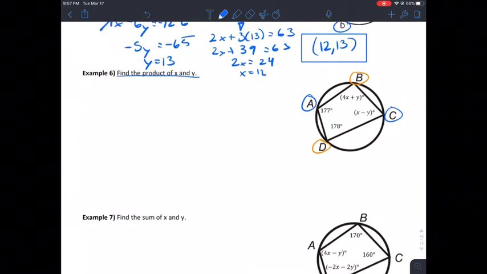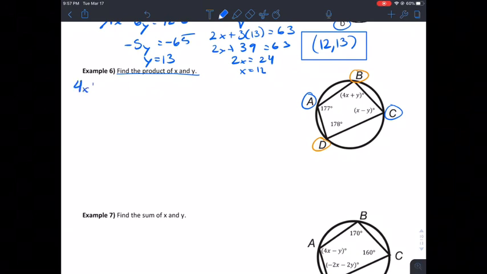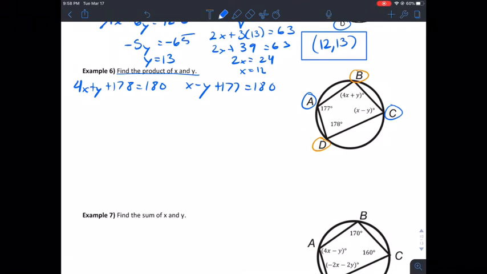I'm going to say 4x plus y plus 178 equals 180. And x minus y plus 177 equals 180. So then we can go ahead and solve. I guess I shouldn't say solve. We have to get it in standard form first. So I got 4x plus y equals 2, and x minus y equals 3.